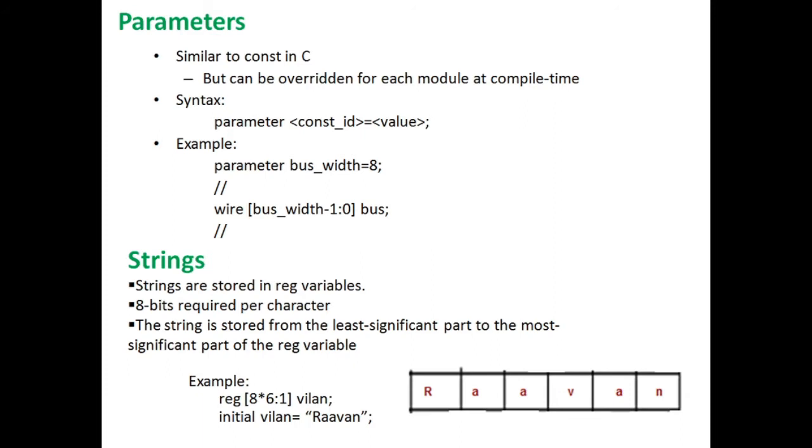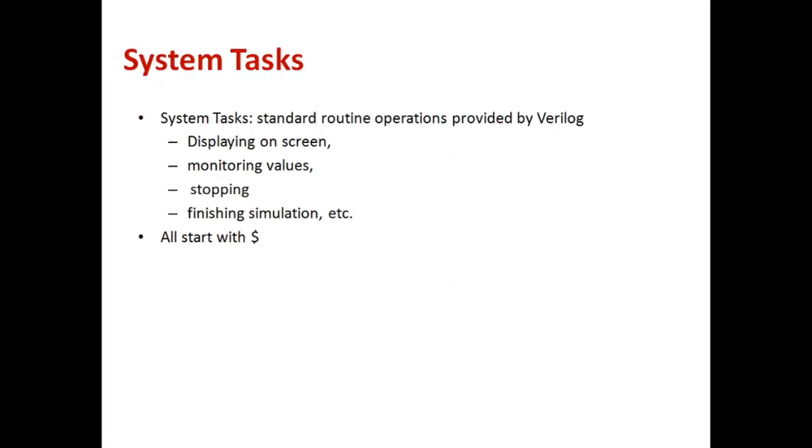So these are the data types which are frequently used in our Verilog HDL programming. Now let us move to some of the system tasks and the compiler directives which are most frequently used in developing any sequential or combinational circuit design by using Verilog HDL.